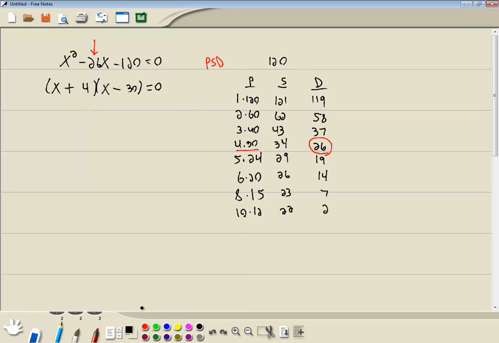Zero factor property says you get 0 on one side, you factor the other side, you set each factor equal to 0. So I'm going to set x plus 4 equal to 0, and I'll set x minus 30 equal to 0. And solve these. So I take the 4 over, and we get a negative 4. And I take negative 30 over, and we get a positive 30. So our answers are going to be negative 4 and 30.